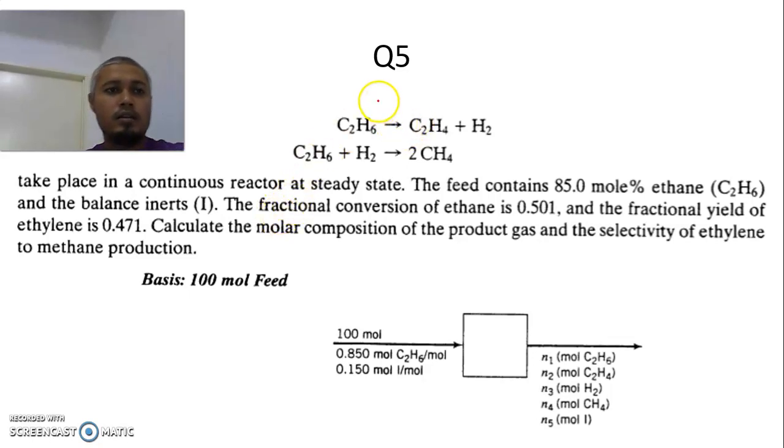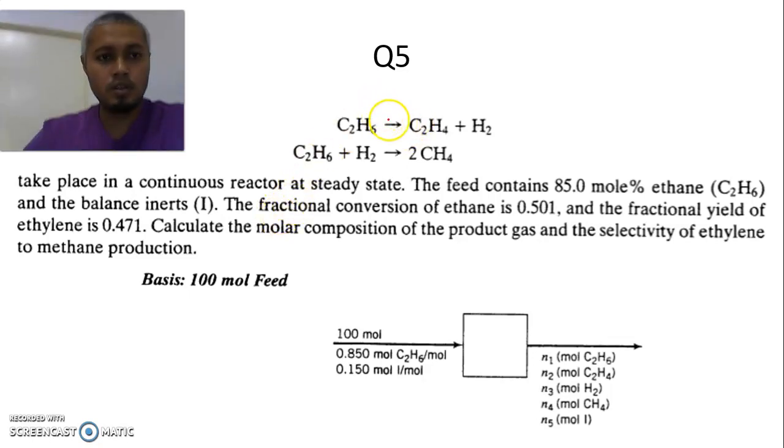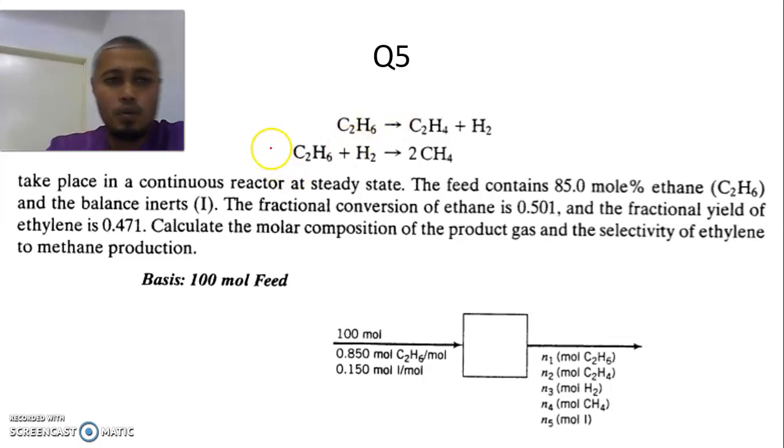Okay, now let's look at question number 5. We have two reactions here. C2H6 gives C2H4 plus H2, and then the second reaction, C2H6 plus H2 gives 2CH4. These two reactions take place in a continuous reactor at steady state.